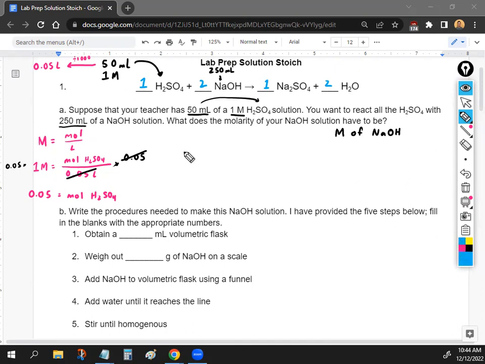Okay, so now that we have 0.05 moles of H2SO4, what we're going to do is we're going to turn it into the chemical that we are looking for, okay? So hopefully by now you guys are familiar with doing that. We're just going to set up a fraction. Okay. And since we're trying to get rid of moles of H2SO4, we're going to put moles of H2SO4 on the bottom. And on the top, we're going to put moles of NaOH.